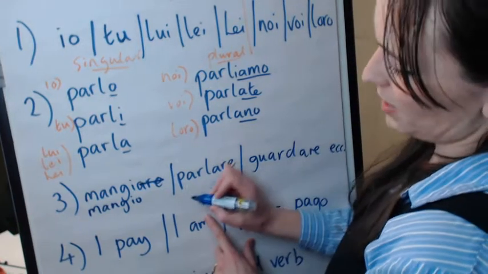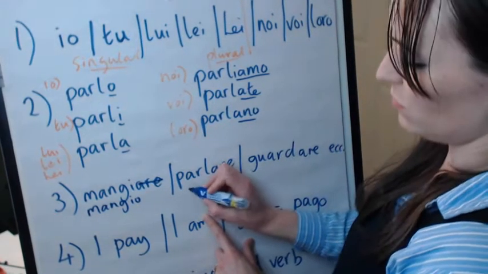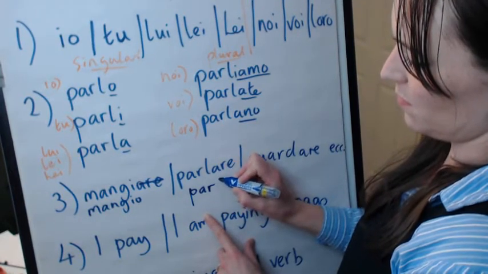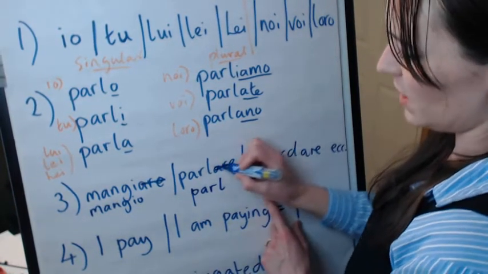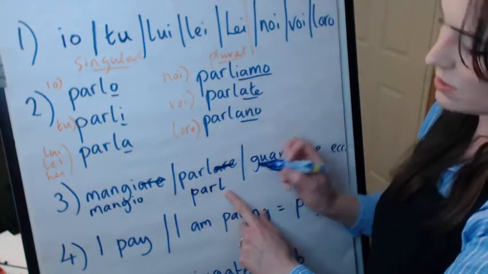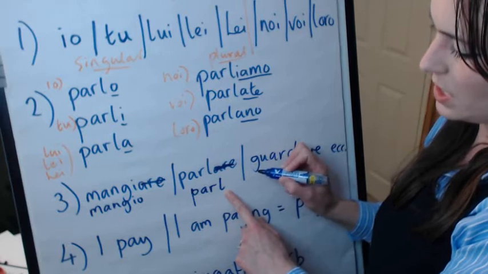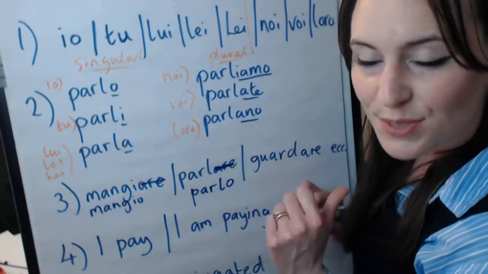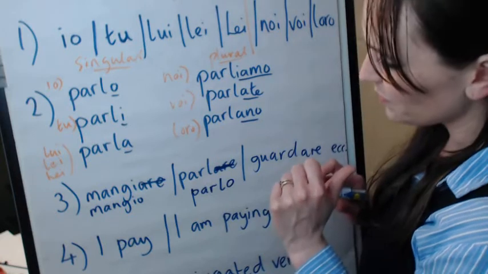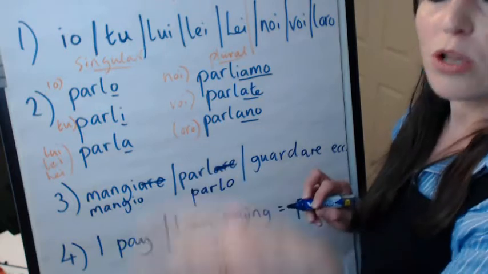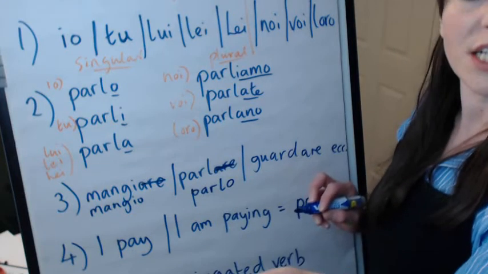Okay, parlare means to speak. There's the stem. Take the ending off, that leaves you with the stem. This is what we're talking about here with conjugations. Take it back to the stem, add an O, and that means I speak or I'm speaking. Mangio una mela, I'm eating an apple. Non mangio la carne, I don't eat meat.